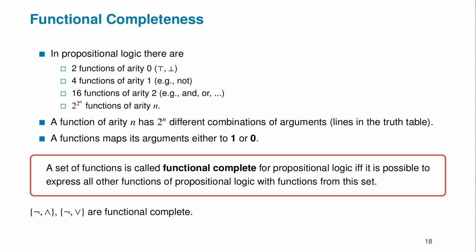So a function of arity n has 2 to the power of n different combinations of arguments. For example, if we have a binary connective, we have 4 lines in the truth table. If we have an operator of arity 1, then we have 2 lines in the truth table. And then we have a lot of possibilities for how the concrete functions look, and this formula gives the number of possibilities, and such a function maps the arguments either to 1 or to 0.